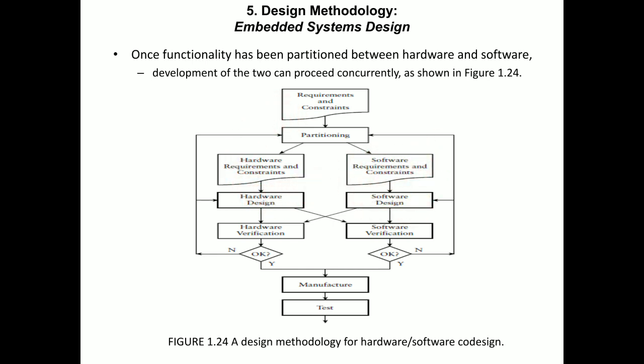In hardware: requirements and constraints, hardware design, hardware verification. In software: requirements and constraints, software design, software verification. After that, we check whether the hardware design and software design are correct or not. If not, we revisit the hardware design stage and the software design stage and try to get a better, optimized one. Then we send the combined hardware and software to manufacturing, and once manufacturing is done, we test before sending to the customer. This is the embedded system design methodology involving hardware software co-design.